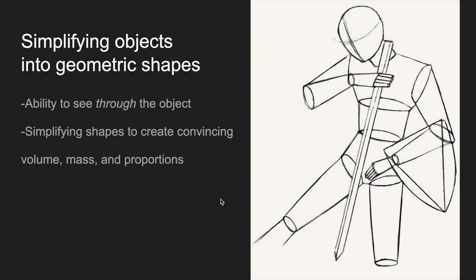Now, this will help create the more convincing volume, mass, and proportions. And at this step, you have to pretend that you can see through an object. If you just focus on the outer edges, oftentimes, as you're just starting out drawing, it will appear to be very flat, like it's a cookie cutter out of a piece of paper. All right.